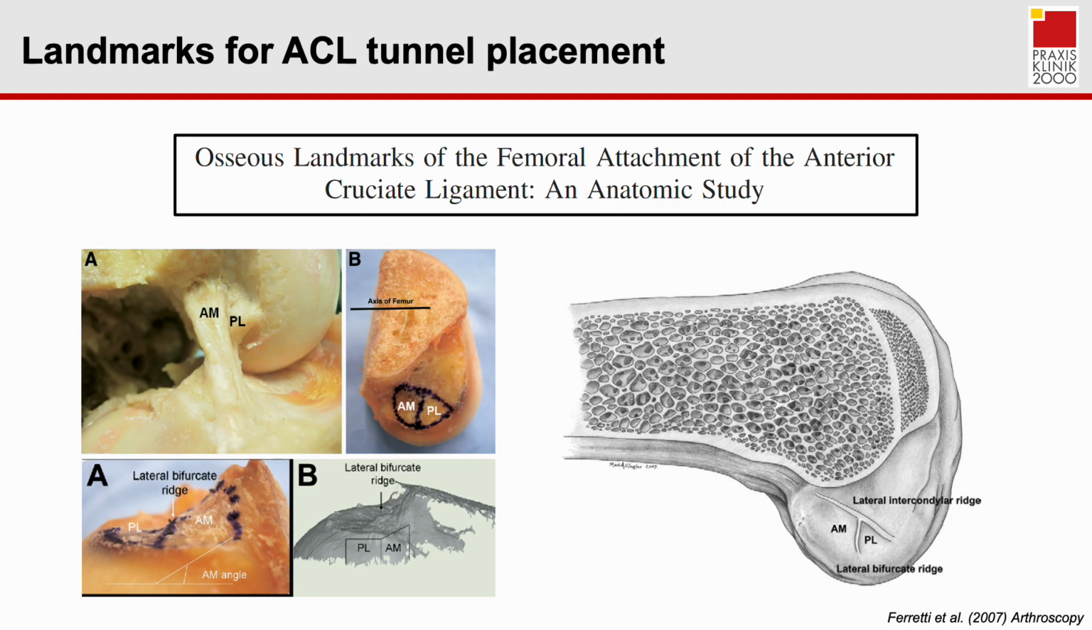Two important osseous landmarks of the femoral tunnel are the lateral intercondylar ridge and the lateral bifurcate ridge. The lateral intercondylar ridge, also referred to as the resident's ridge, is a bony ridge in the medial wall of the lateral femoral condyle that runs from proximal to distal and is considered the anterior border of the ACL footprint. The lateral bifurcate ridge separates the footprint of the anteromedial and posterolateral bundle, but this ridge is more inconsistent compared to the intercondylar ridge, which is found in almost every individual.